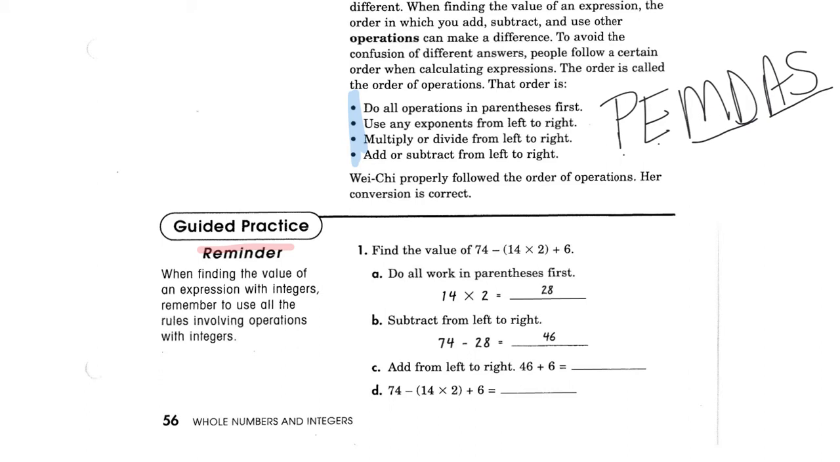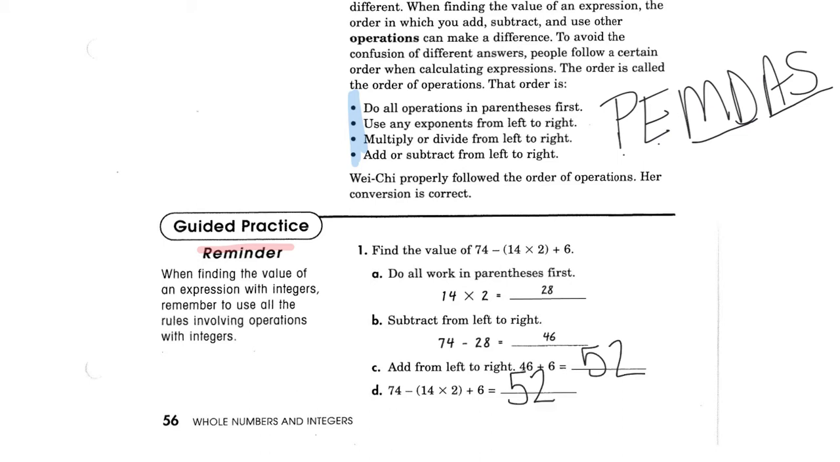So in our problem here, it says find the value of 74 minus (4 times 2) plus 6. Do all the work in the parentheses first. So we're going to take 4 times 2 first, and we get 8. Then subtract from left to right. 74 minus 28 equals 46. Add from left to right. 46 plus 6 equals 52. So the answer is 52.